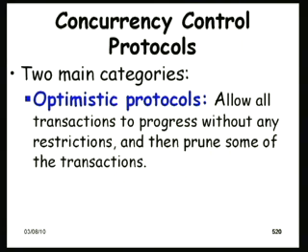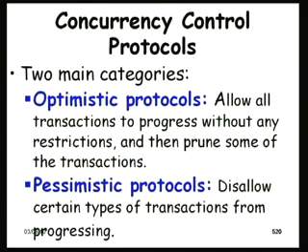Now, as we said, this is the primary mechanism we will use to ensure that the real time database has good performance and the transactions complete in time. Let us see the kind of protocols that are being used. There are mainly two categories of protocols: the optimistic protocols, which allow transactions to progress without any restrictions, and then at the time of committing they prune some of the transactions and abort those. The pessimistic protocols, on the other hand, disallow certain types of transactions from progressing, and those transactions are refused some resources, some data, and they continue to wait.